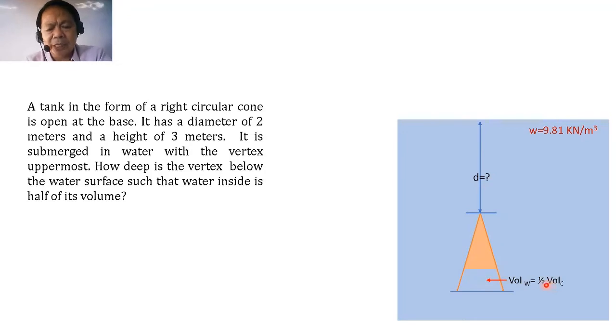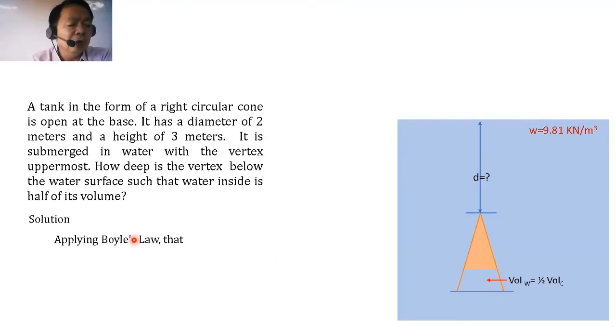And so we expect also that this volume of the air will be equal to the volume of the water, and that is also equal to one half of the volume of the cone. So now let us apply Boyle's law. It says P1V1 is equal to P2V2. What we need to define are the initial absolute pressure, the initial volume, the final pressure, and the final volume.